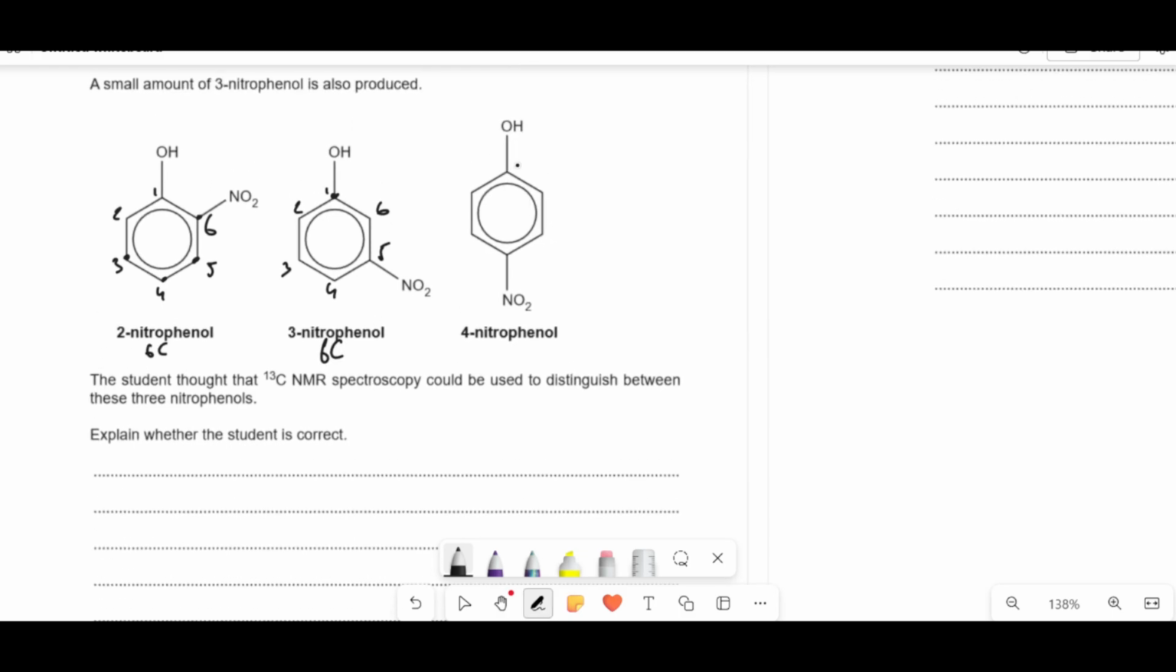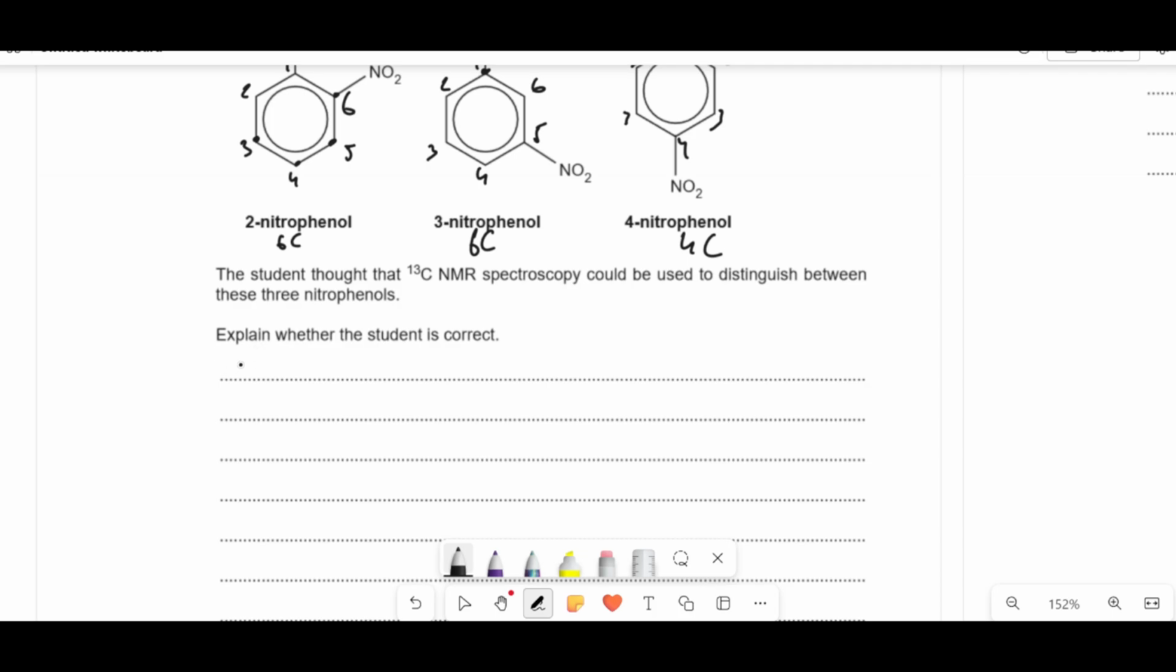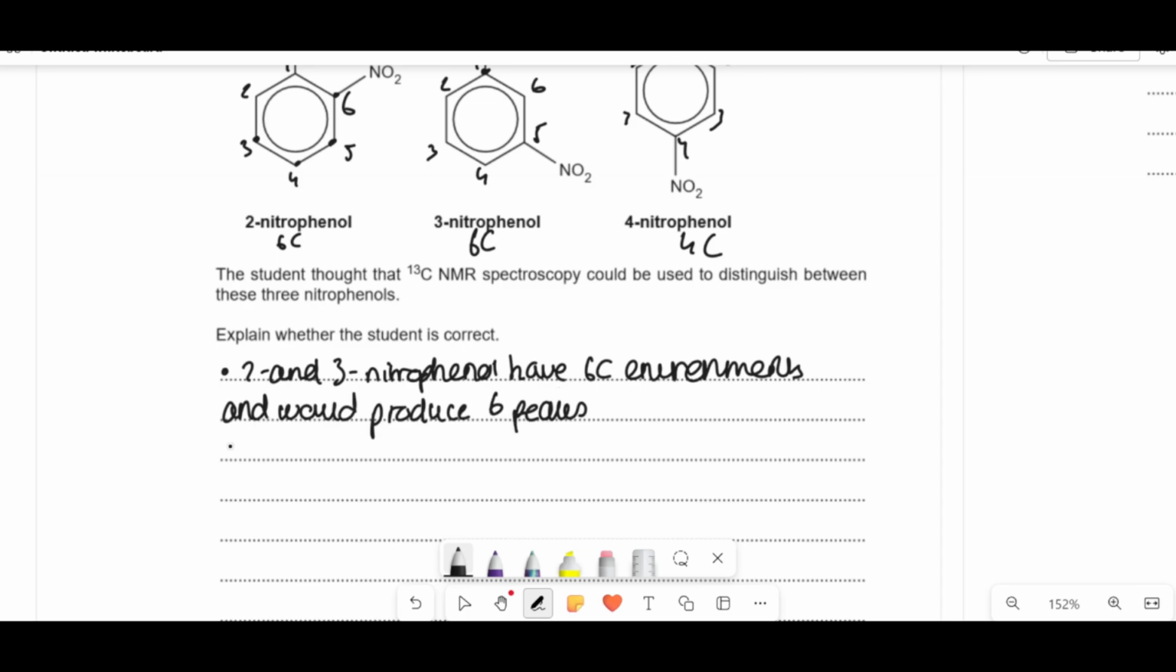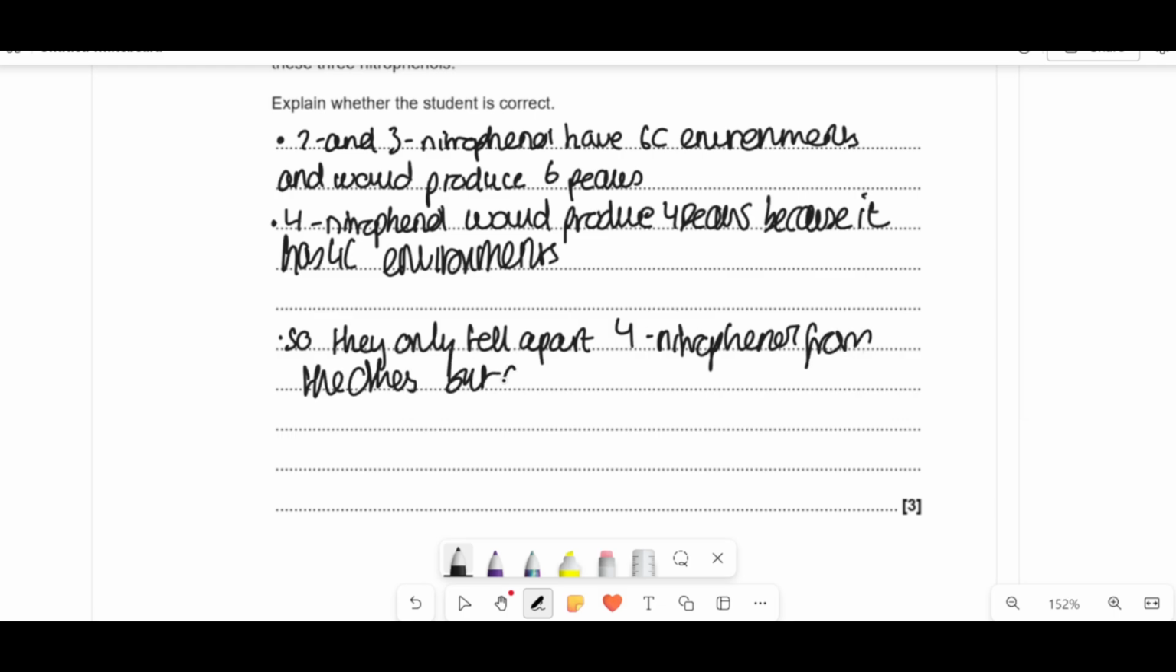Whereas here, this carbon's 1 environment, that's 2, but this is the same as the other one. So those are both 2. Then we have 3, 3, and then 4. So this one at least has 4 carbon environments. So they're partially kind of right. And that's what you would say, is that the 2 and the 3 nitrophenol have 6 carbon environments and would produce 6 peaks, whereas the 4 nitrophenol would produce 4 peaks because it has 4 carbon environments. So they can only tell apart 4 nitrophenol from the others, but cannot distinguish 2 and 3 nitrophenol. There you go.